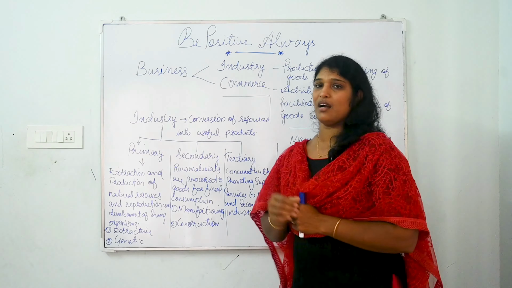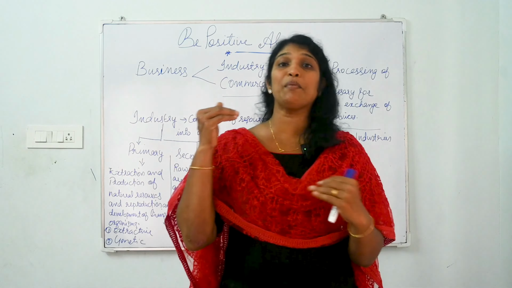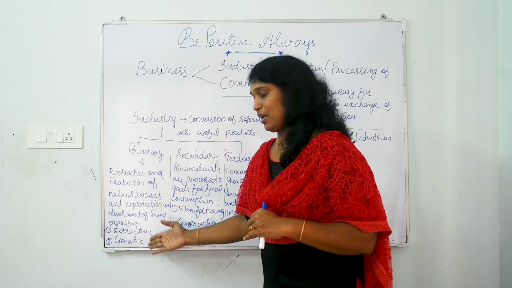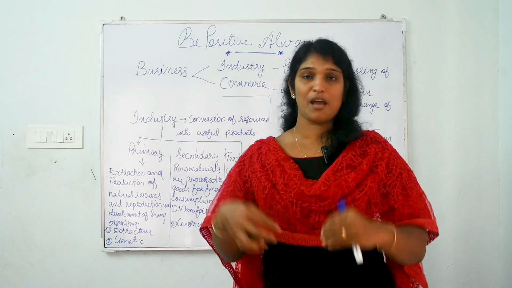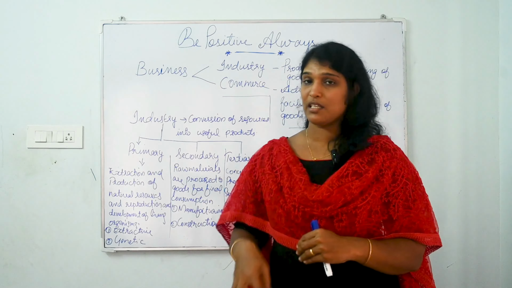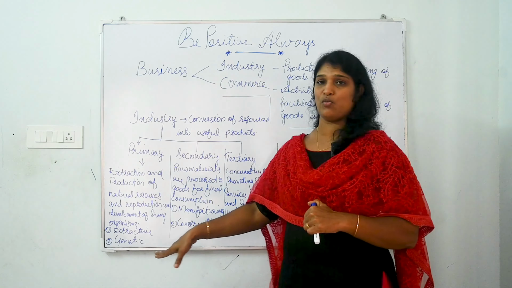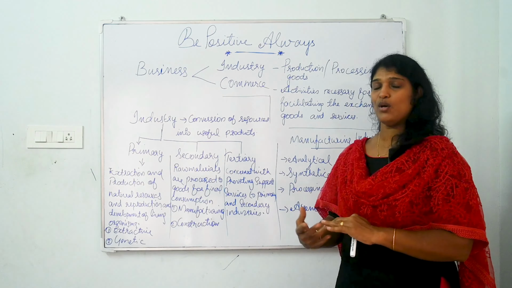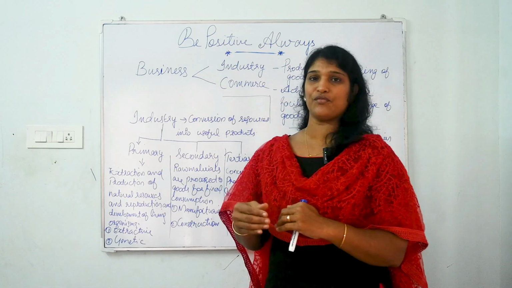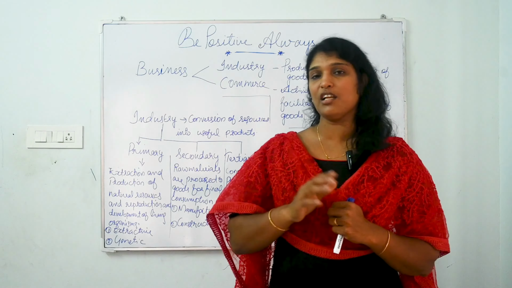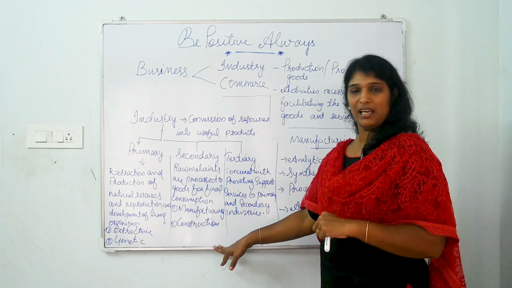Secondary industry is related with the raw materials which are extracted in the primary industry. That means in primary industry we draw out some raw materials from nature. That drawn out raw materials will be converted into some kind of finished products. Conversion of the extracted raw materials into finished products we can call secondary industry.